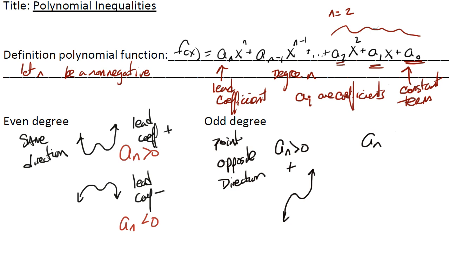And if a_n is less than 0, if our lead coefficient is negative, it's going to look something like this. The left side is going to be pointing up and the right side is going to be pointing down.